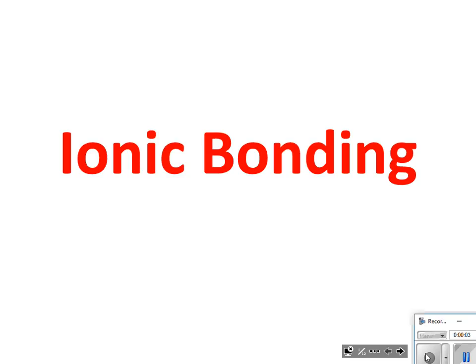Ionic bonding. Remember, we stated that we have two different types of bonding, ionic bonding and covalent bonding. How do we determine if something is ionic bonding? Think all the way back to last week. How did we determine what type of bonding we were dealing with?